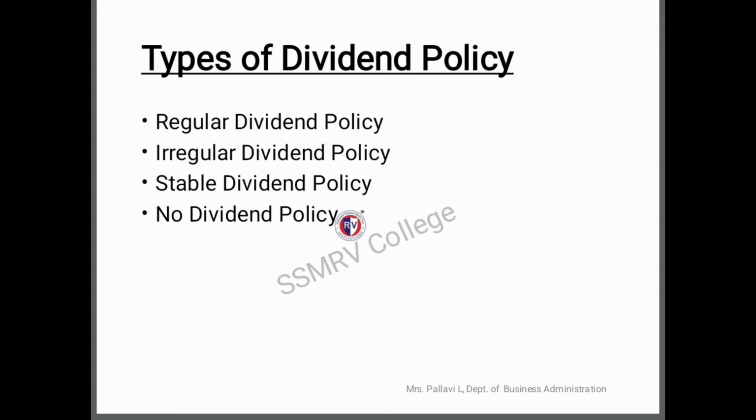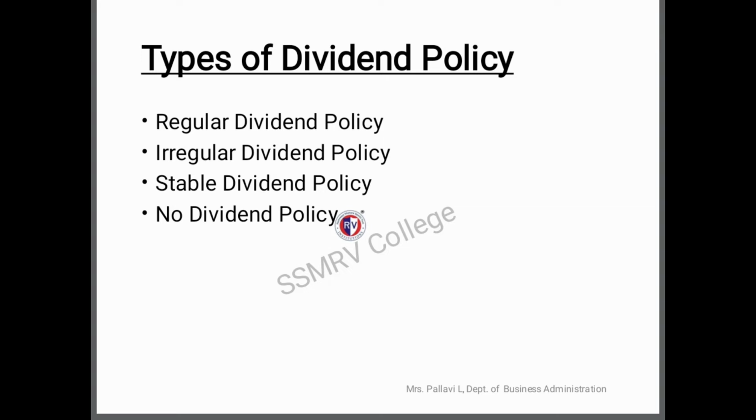And the last policy is no dividend policy. The company may follow a policy of paying no dividend at all. Okay, because they want to invest the profits earned for the future growth and expansion of the company. But they have to convince the shareholders regarding this. They will not get any benefit apart from their capital appreciation, but future shareholders will be benefited in the way of more profits. So these are the different types of dividend policy.